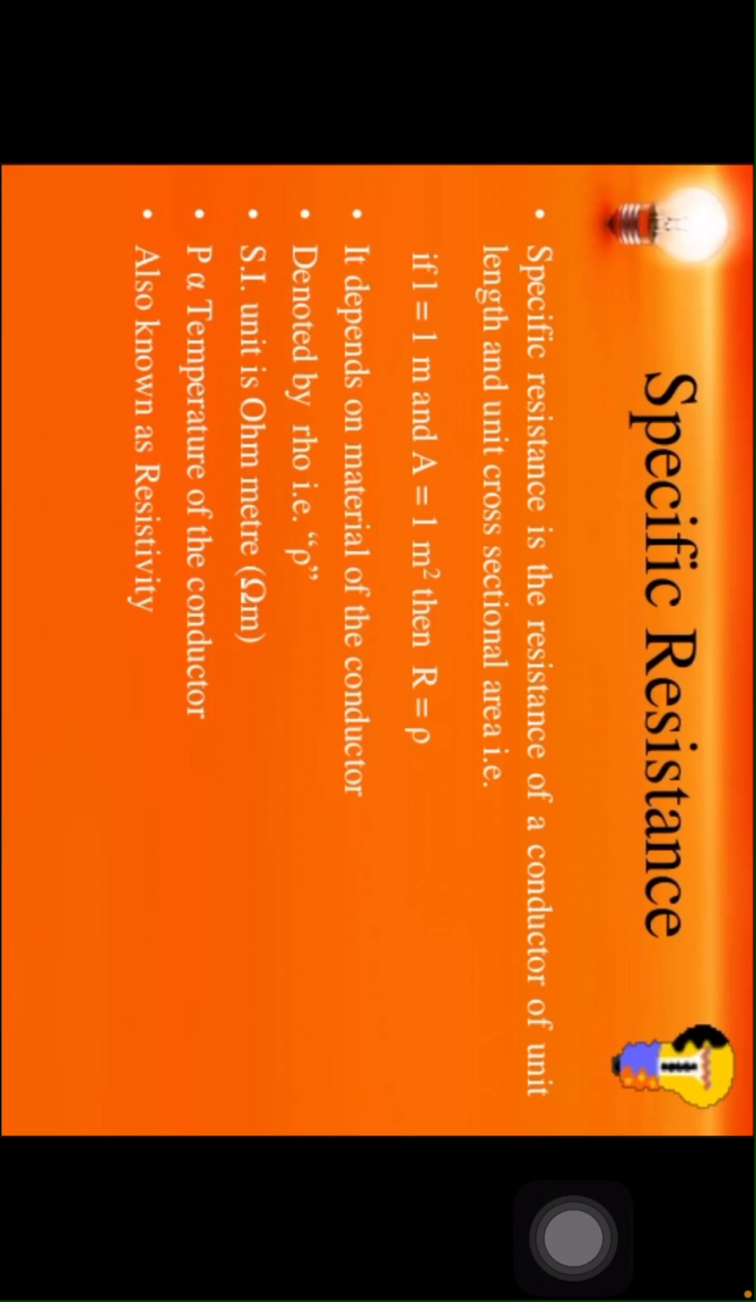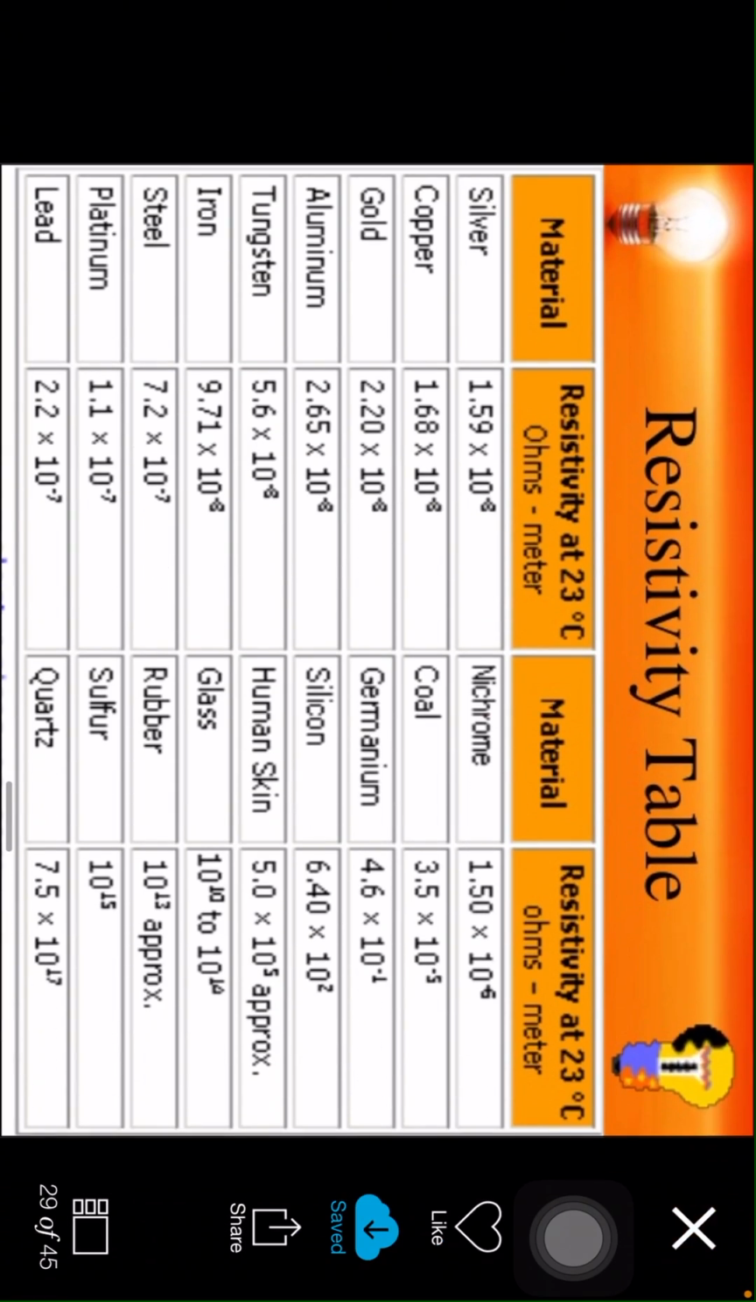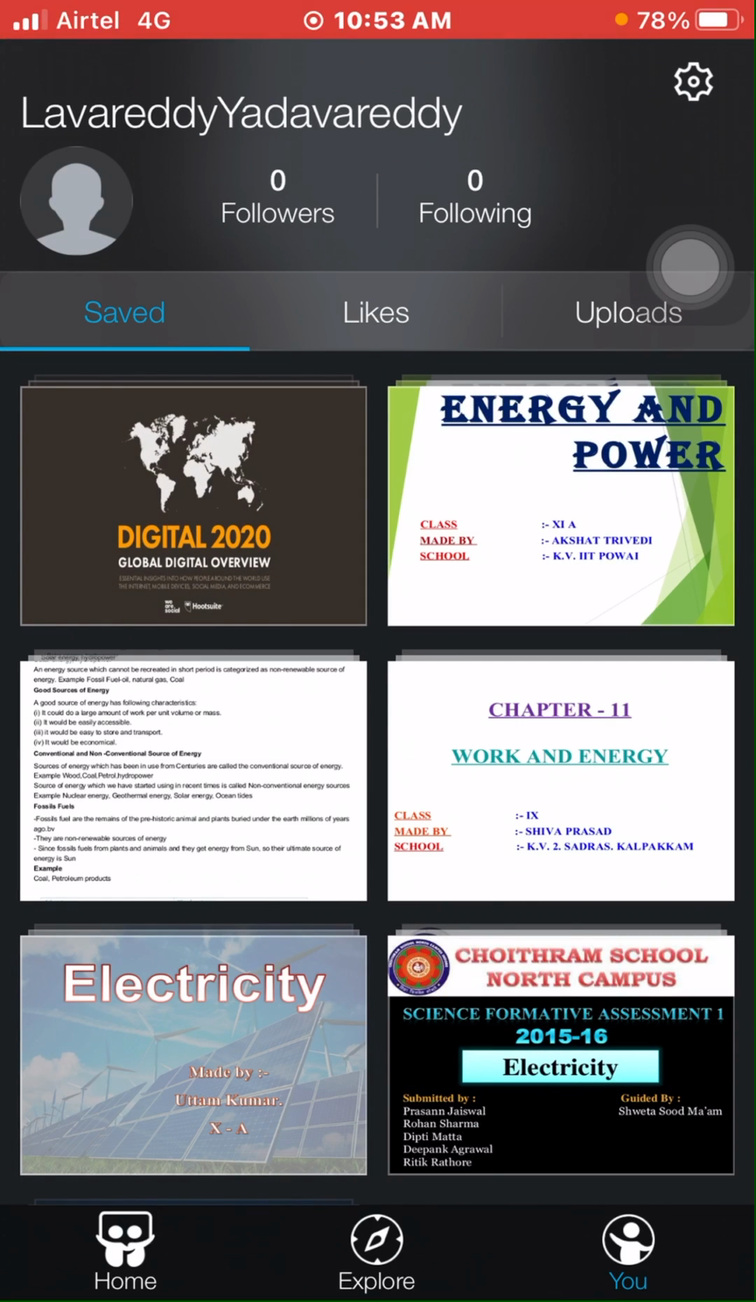It depends on the material of the conductor. The symbol of rho is the Greek letter rho. Its SI unit is ohm meter. Rho is directly proportional to the temperature of the conductor, also known as resistivity.